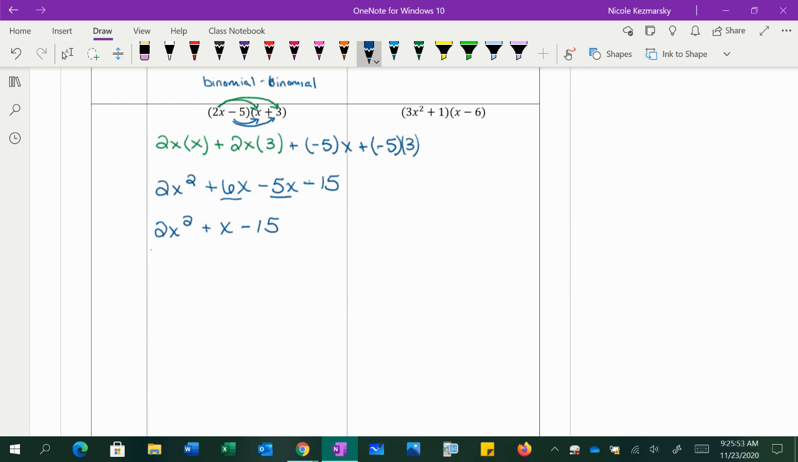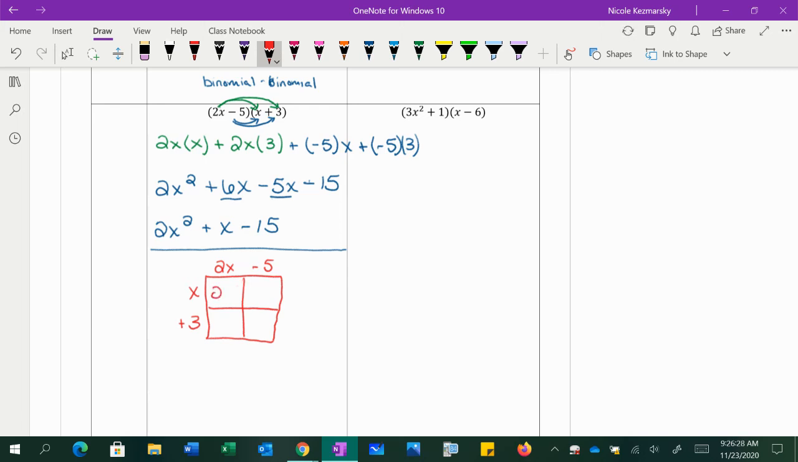The other way to do this is using a multiplication box. So because we have 2 binomials, and each binomial has 2 terms, I'm going to make a 2 by 2 box. And in that box, I'm going to multiply to get the terms of my polynomial, my answer. So I'm going to take the 2x minus 5 and put it across the top, leaving the minus with the 5, and then x plus 3 along the left-hand side. And then I'm going to multiply.